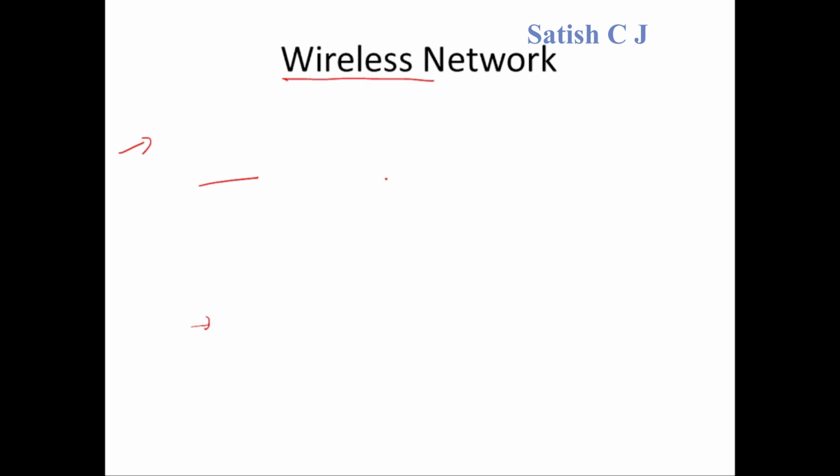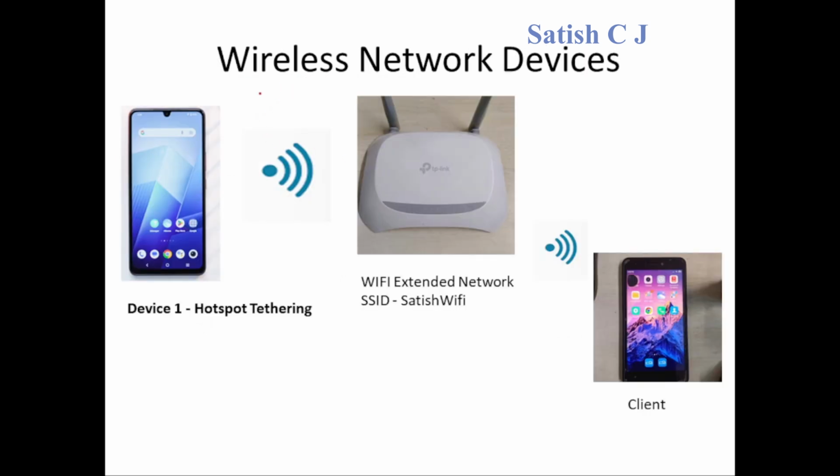We'll see how to set up this network. So this is the architecture for my network. That is, I have mobile phone 1 which has got the hotspot enabled. And this is given as an input to my TP-Link router, which you are able to see here. And this router actually acts as a Wi-Fi extender for my hotspot. And the SSID for my extended Wi-Fi network is Satish Wi-Fi. And I have another mobile phone which is connected to my router as a client.